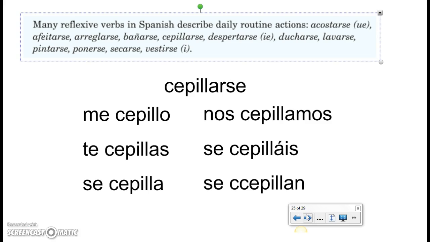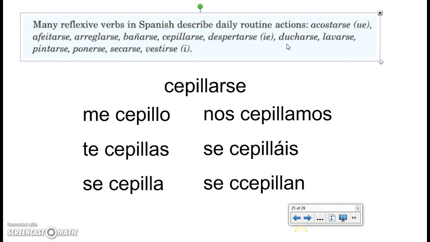Many reflexive verbs in Spanish usually describe daily routine actions, such as acostarse, to go to bed, which also is a stem-changing verb from O to UE. Afeitarse, to shave. Arreglarse, to fix or to arrange. Bañarse, to take a bath. Cepillarse, to brush oneself. Despertarse, to wake up. It's a stem change from E to IE.